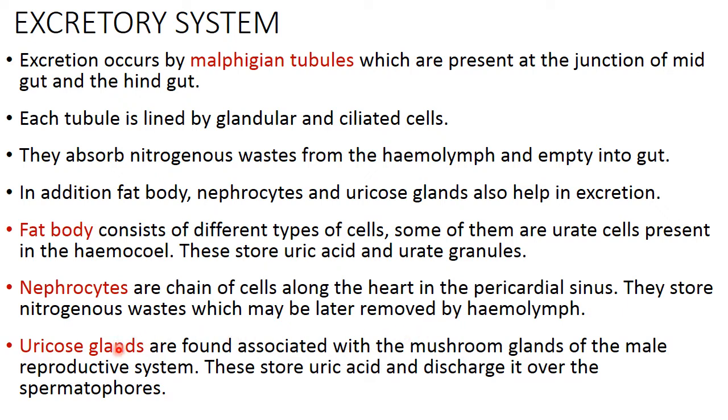Besides this, uricose glands are present, which are associated with the mushroom glands, which are a part of the male reproductive system. And what will these uricose glands store? Uric acid, and it will be discharged over the spermatophores. That means the packets of sperms which are called spermatophores, along with them this uric acid also is removed along with the sperms.